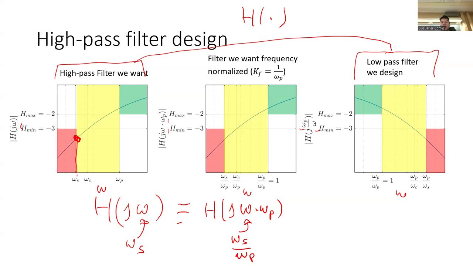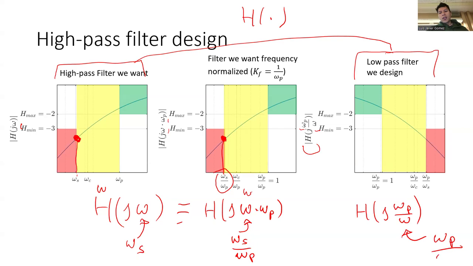So basically on the x-axis, you see that omega s over omega p corresponds to that same location in the x-axis. And since here I'm actually plotting H of j omega p over omega, if I plug in for omega, omega p over omega s, that's actually equal to j omega p over omega p over omega s, which is of course just equal to H of j omega s, basically. And so as a result, if I look at the x-axis where omega p over omega s is, I see that the same value is attained.